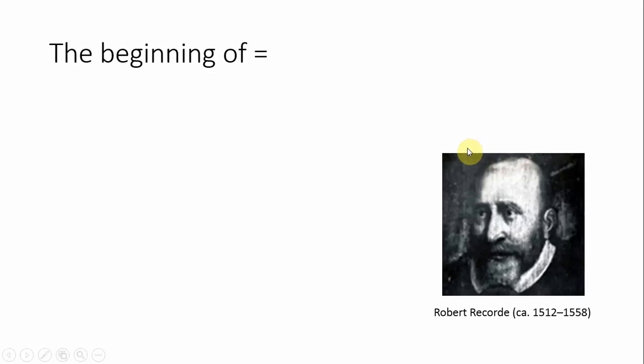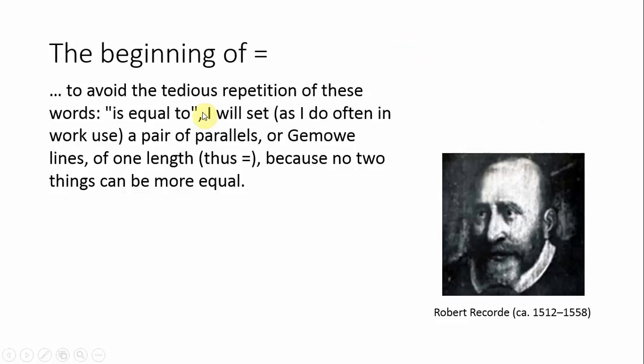Right then, the equals symbol used in computing. Now, a little bit of history. So the beginning of the equals, it was created by a man called Robert Record from Wales. He was born in 1512 and sadly died in a debtor's prison in 1558. But during his life, he came up with this amazing thing.